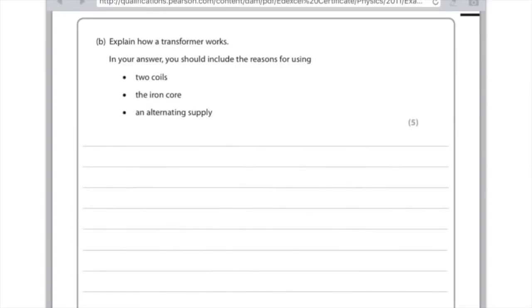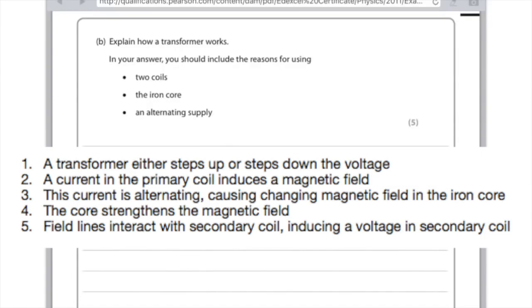So first of all, say that a transformer either steps up or steps down the voltage. Say that the current in the primary coil produces a magnetic field. For the third mark, say that this current is changing, which causes a changing magnetic field in the core. You need to say that the core strengthens the magnetic field. Then state that the field lines interact with the secondary coil and that this induces a voltage in the secondary coil. If you think I said that quite fast, just rewind this video and listen again.